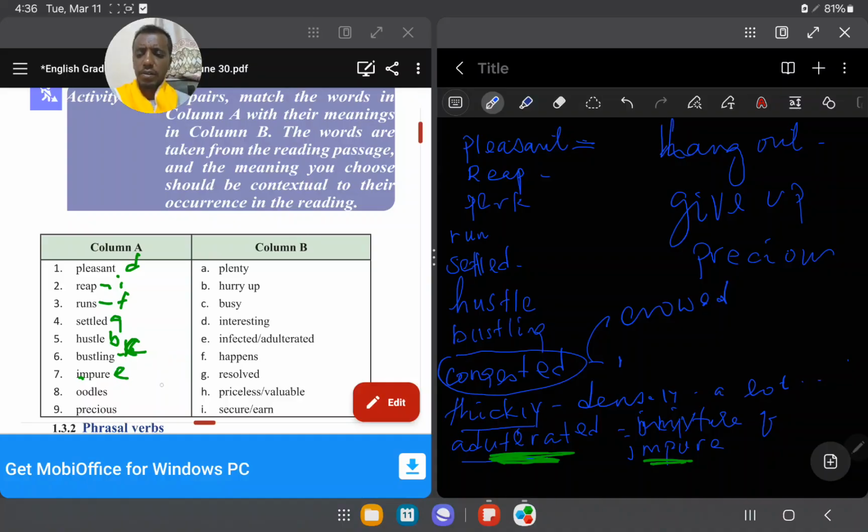Odorless. Number 8, plenty, means a lot. Plenty or a lot. Number 9, precious. What does precious mean? What is the meaning of this word? H. That's the right answer. Here is priceless or valuable.